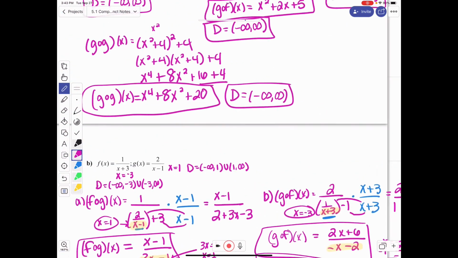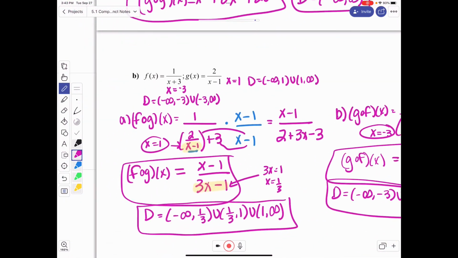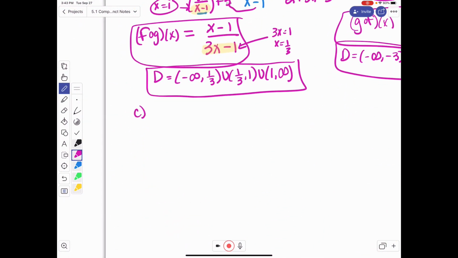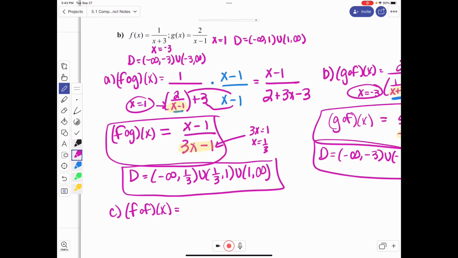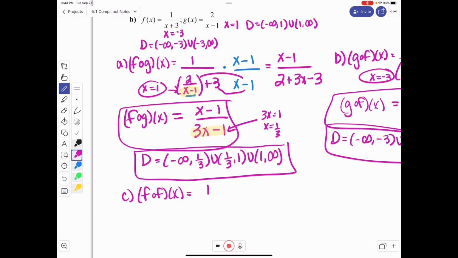All right, for C, I think we were doing F of F. Okay, so that one, let's see here. So I'm plugging F into itself. So I have 1 over 1 over X plus 3, plus 3. So I'm multiplying by X plus 3. Okay, so on top, I get X plus 3. On the bottom, remember you multiply both of these. So that just gives me 1 because the X plus 3's cancel. And then I will get 3X plus 9.